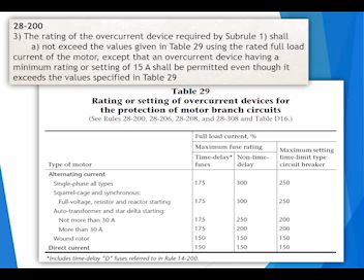If I was to use a non-time delay fuse, I would go up to 300% of the full load current. Therefore, my 10 amp motor would require a 30 amp non-time delay fuse, and that's there to allow for that big bump at the very beginning of my start cycle for my motor.